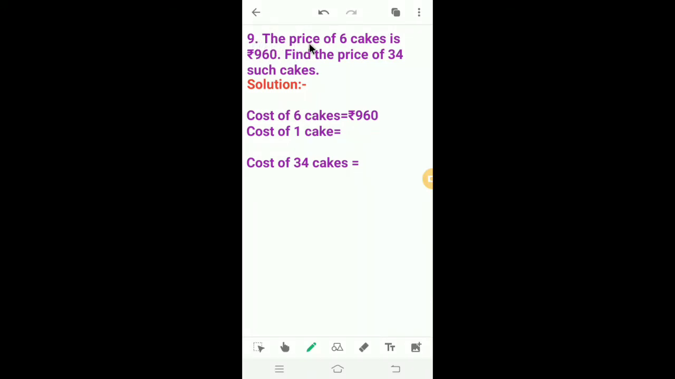Let's solve the ninth one. The price of 6 cakes is rupees 960. Find the price of 34 such cakes. Here we have to find out the price of 34 such cakes. Let's see the solution. Cost of 6 cakes is equal to rupees 960. Here first we have to find out cost of 1 cake. How can we find out cost of 1 cake? What do we have to do? We have to do division. So we have to divide 960 by 6.